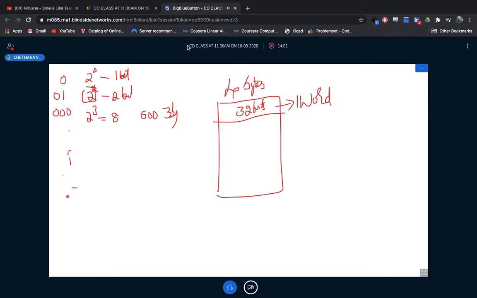Okay, I'll just go on right here. Totally 32 bits means 2 to the power of 32 addresses are required. This is the number of addresses. I hope you are able to understand. Have you got my point, everyone? Like that, if this is 64 bits instead of 32, 64 means how much?